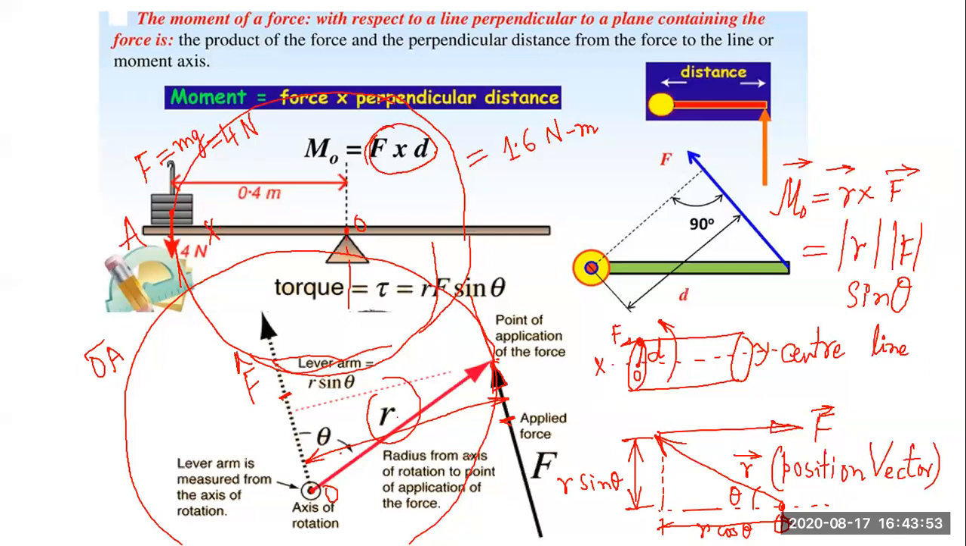So R into sine theta is the minimum distance between the line of action and the point O. That means it is D. So I can replace R sine theta by D, giving D into F, or F into D. That is why the magnitude of the turning moment, or the effect of the force, is given by the magnitude of the force and the distance between the line of action of the force and the axis or the point about which the turning is produced.